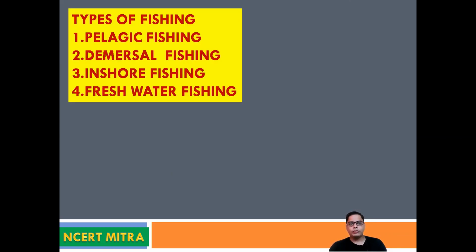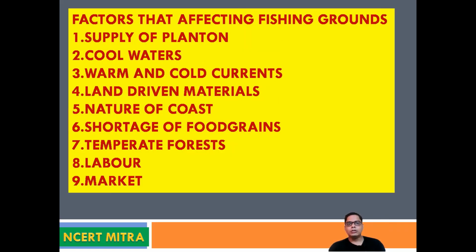If you want to discuss the types of fishing, there are pelagic fishing, demersal fishing, inshore fishing and freshwater fishing. Pelagic fish are generally small in size and swim near the surface of the sea water. Demersal fish are deep sea fish found at the bottom of shallow seas. Inshore fish are found close to the shores, shallow and scattered. And freshwater fish are found in lakes, ponds, streams and paddy fields. So this we have to discuss.